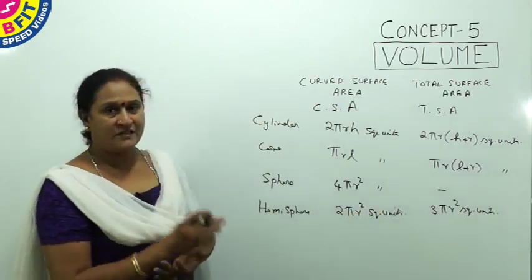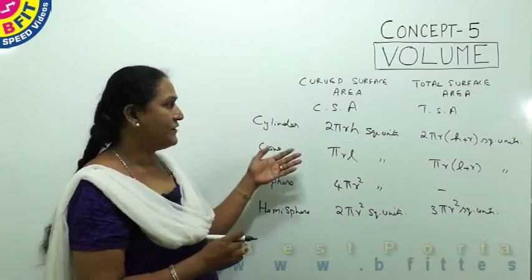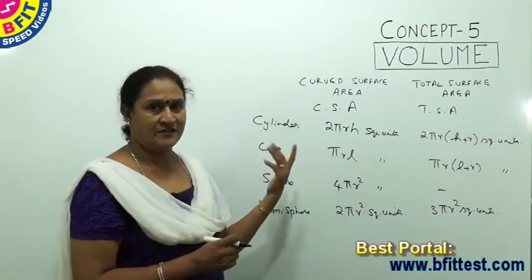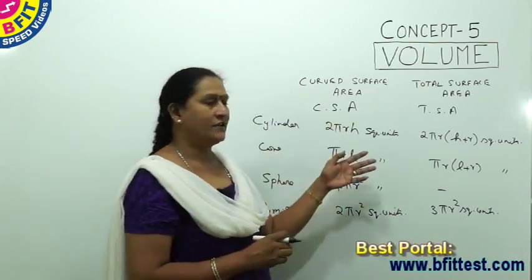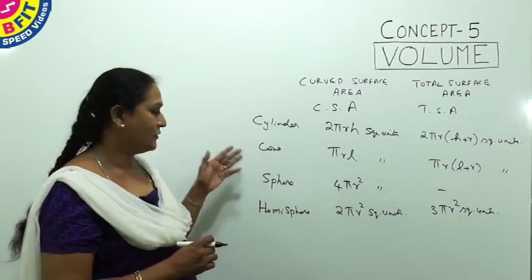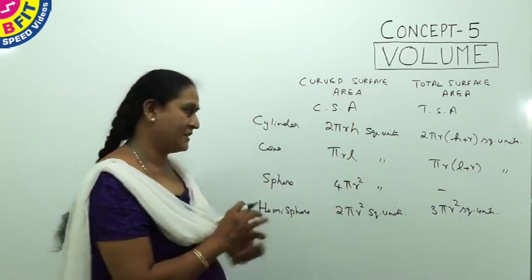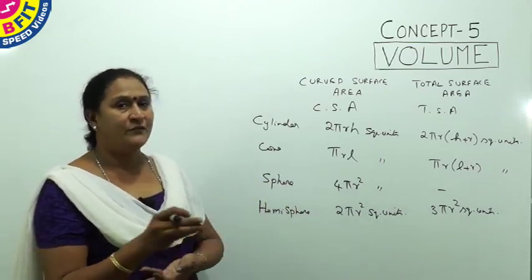So here we have discussed volume, the three-dimensional one, curved surface area for curved surfaces, lateral surface area for a cube and cuboid, and total surface area for a cube, cuboid, cylinder, cone, sphere and hemisphere. And now we'll see how to work out the questions with a few examples.